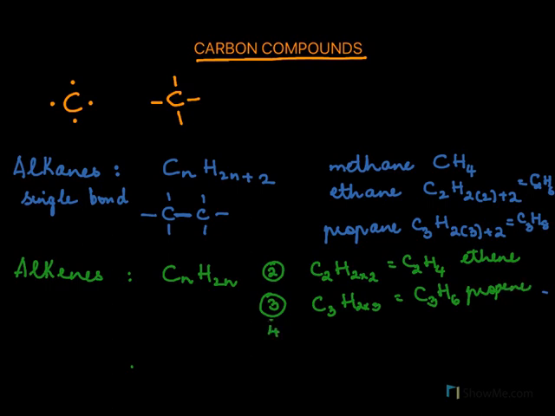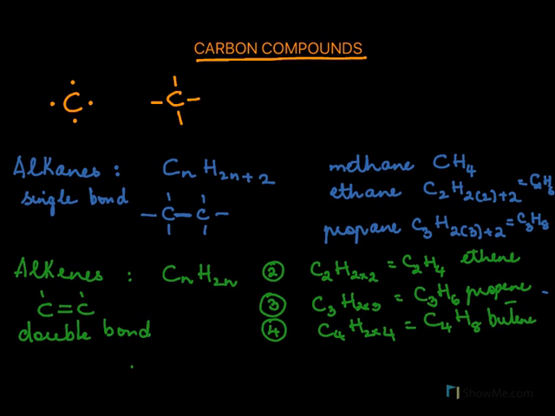Then we also did 4 carbons, that is C4H2 into 4, which is C4H8, and we call that butene. Now in these alkenes, at least 1 bond between 2 carbons is double. Many of them may be single bonds, but at least 1 bond is a double bond.